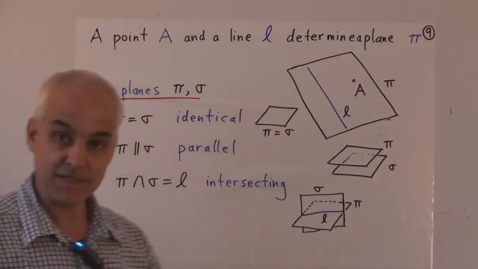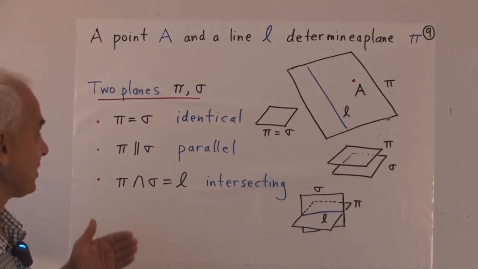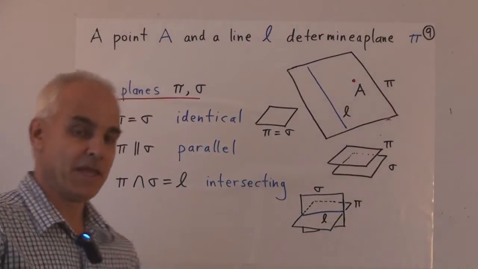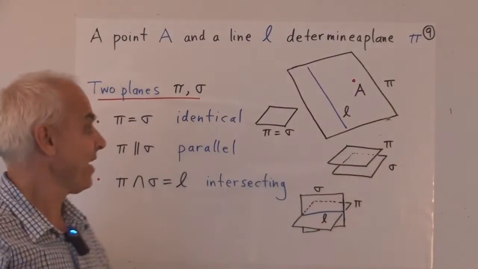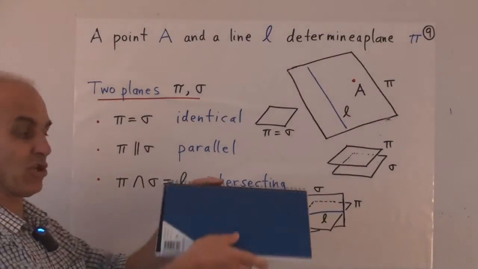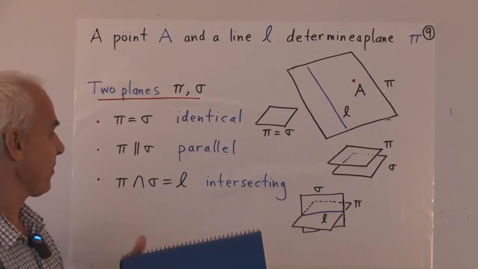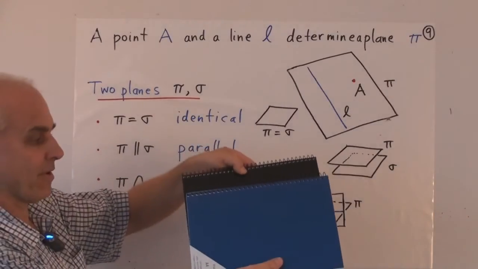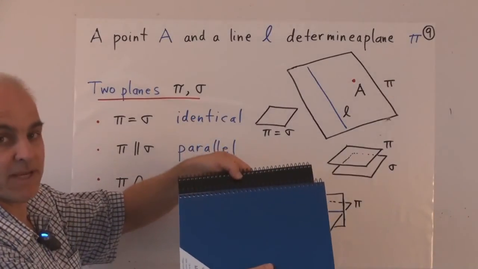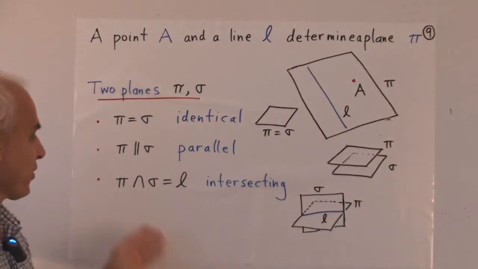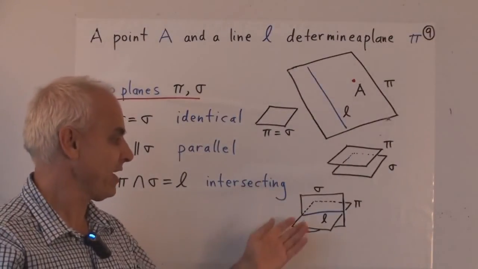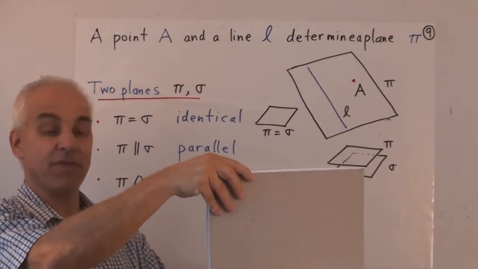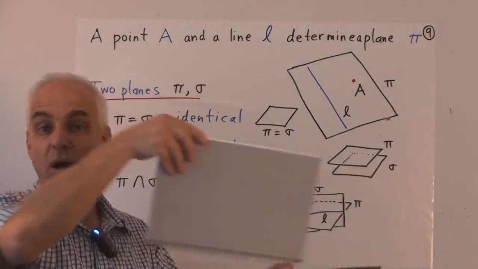If we have two planes, say pi and sigma, then there are also several possible relationships between them. If we represent a plane, say, by a book, then the two planes could be identical. It's sort of a trivial case. Or the two planes can be parallel, something like this. These are parallel planes. They don't meet. And the third, more common pattern is that two planes intersect. So you have one plane like this, another plane like this, and the intersection of the two planes will then be a common line.